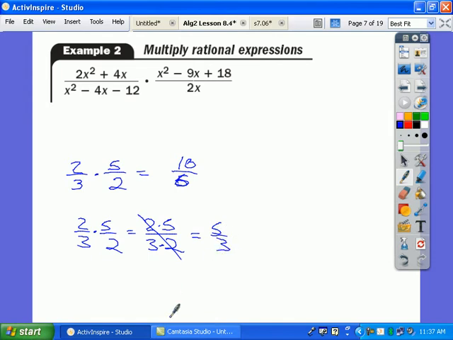So please put a note in the margin, on the top of your page, on your hand. We do not want to distribute. We do not want to FOIL. We want to factor. Factor, factor, factor.